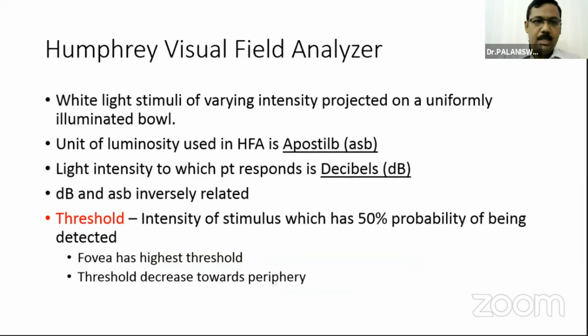The Humphrey field analyzer is an automated static perimetry. It has a uniformly illuminated bowl in which white light of varying intensity is projected at different points, and we try to find out the threshold. Now, the threshold is the intensity of stimulus which has a 50% probability of being detected. Fovea has the highest threshold.